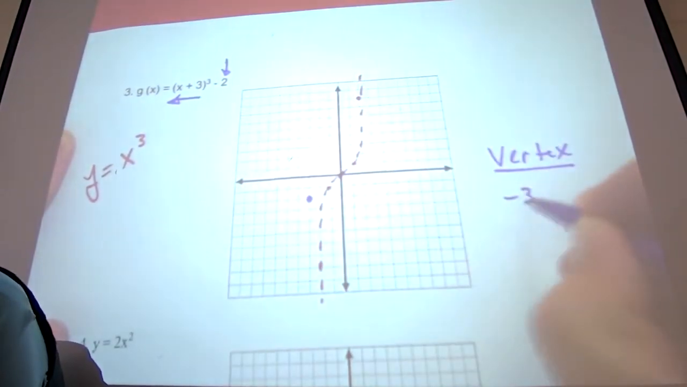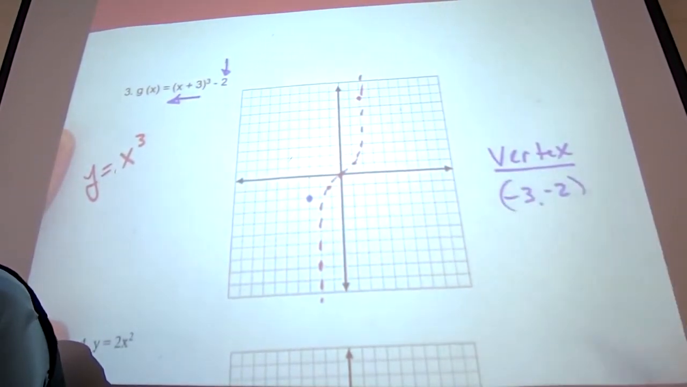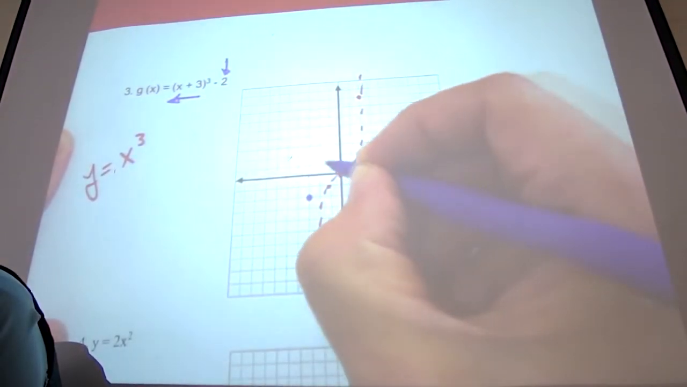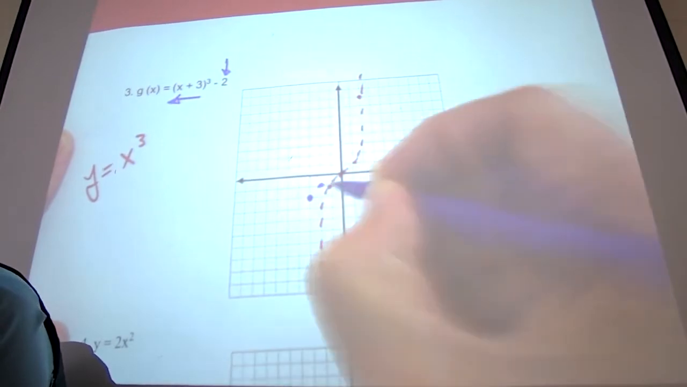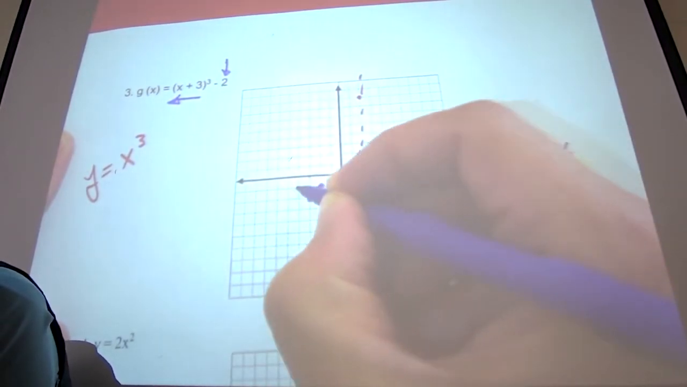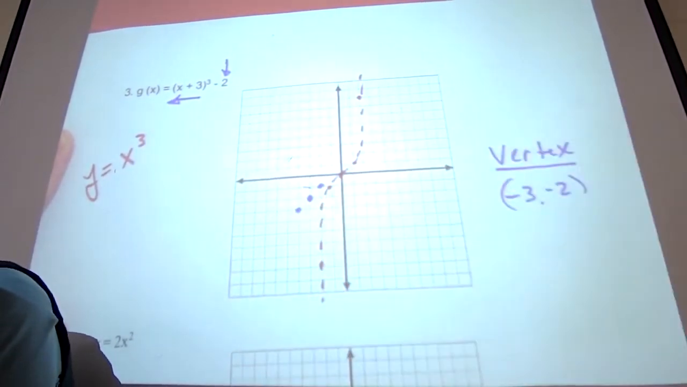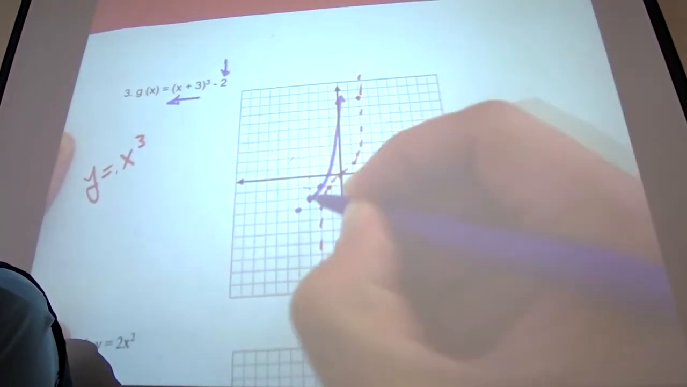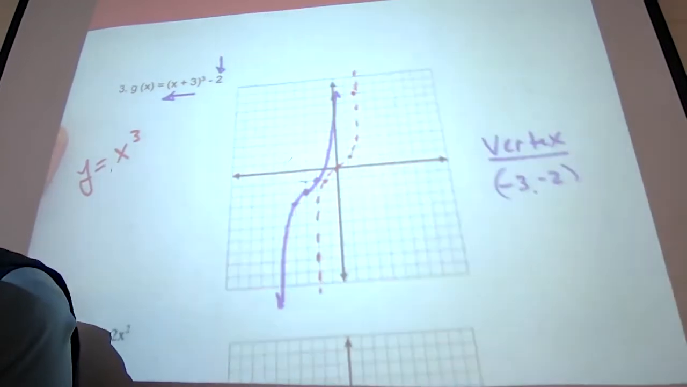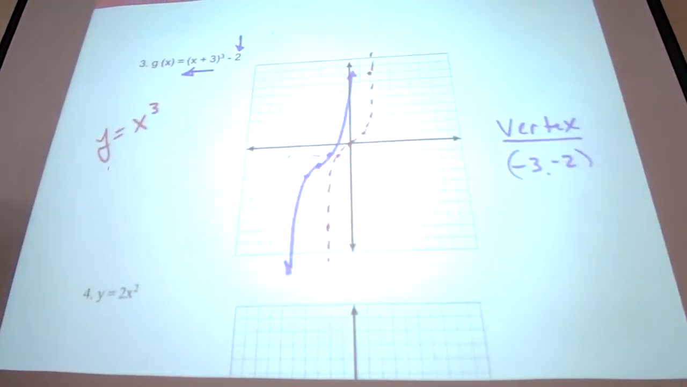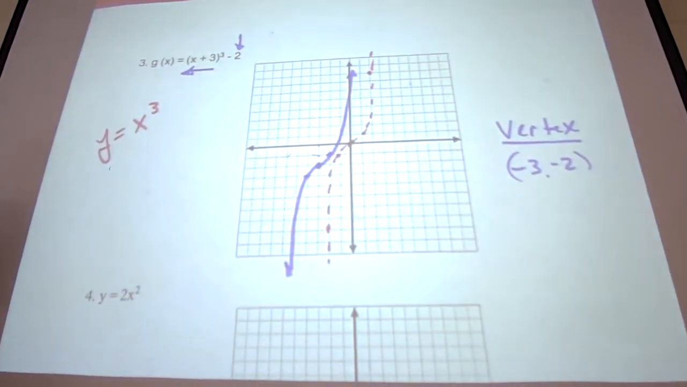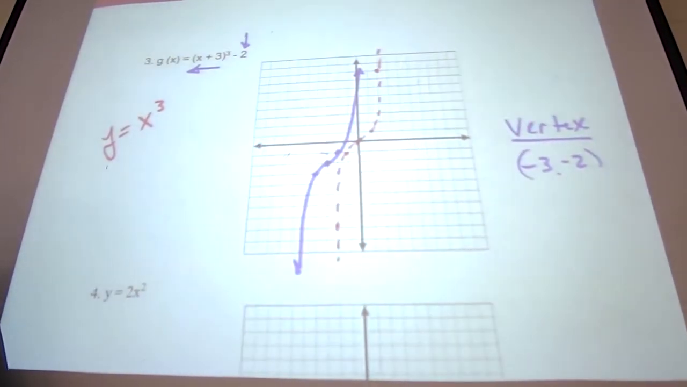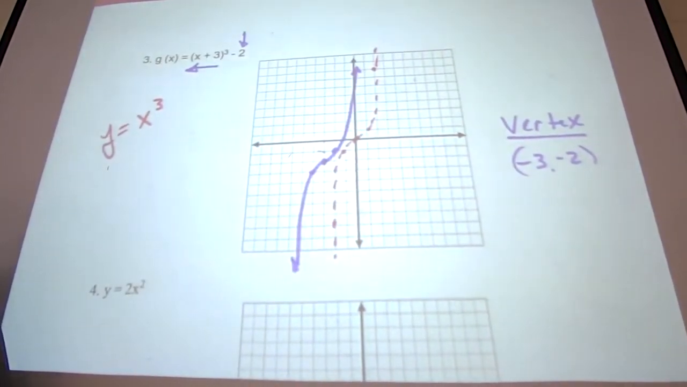So -3, -2. Okay? And now I can take all these points and shift them over 1, 2, 3, and down 2. Move this point, 1, 2, 3, and down 2. Okay? Now I got my nice little S curve. Move all those points. It gives you an idea what it looks like. All right, so that's when we have shifts both vertically and horizontally.